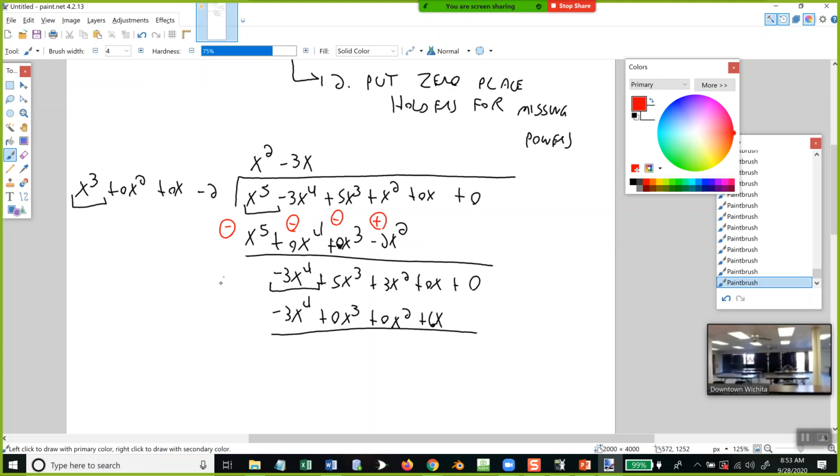We're going to subtract that line, which means flip signs. So plus, minus, minus. Negative 3x to the fourth plus 3x to the fourth drops away. 5x to the third minus 0x to the third is 5x to the third. 3x squared minus 0x squared is 3x squared. 0x minus 6x is negative 6x. And then I'll bring down the plus 0.